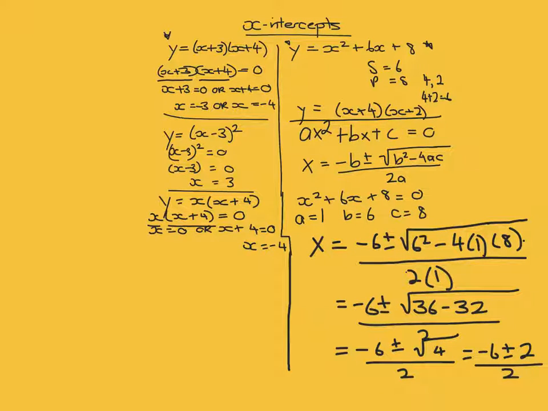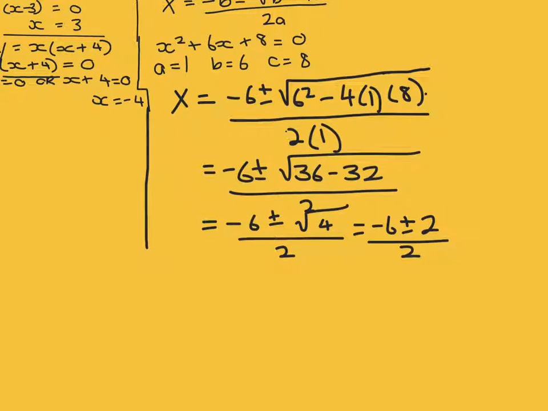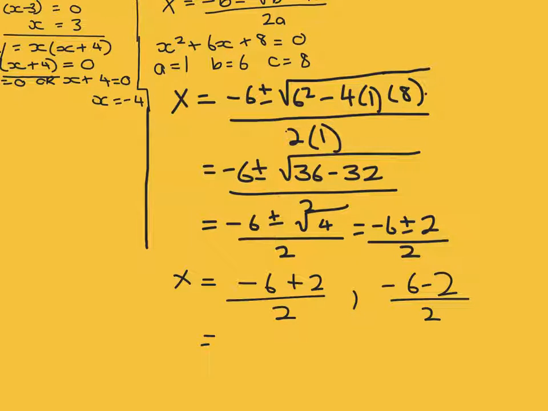What that actually means is x is equal to negative 6 plus 2 over 2, comma, negative 6 take 2 over 2. It means both of those things. So negative 6 plus 2 on 2 is going to be negative 4 on 2. And negative 6 take 2 on 2 is going to be negative 8 on 2. And so that's going to equal negative 2 and negative 4. So our answer is that our x-intercepts are negative 2 and negative 4.